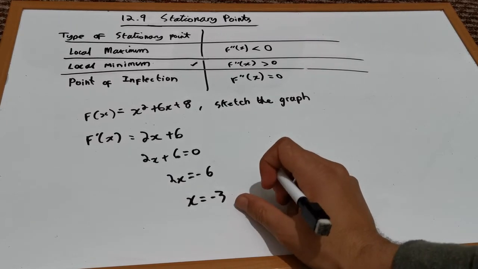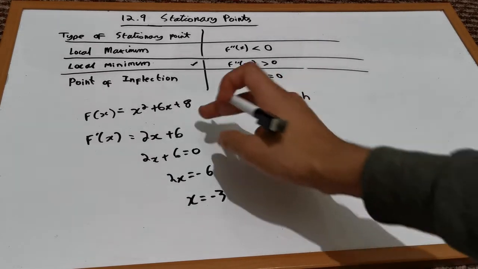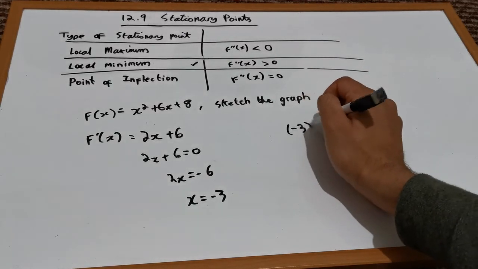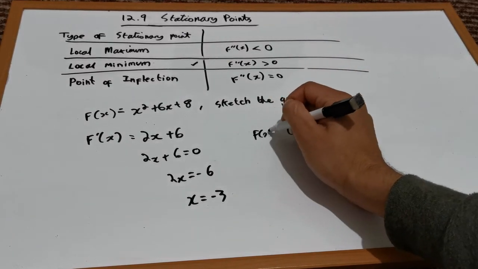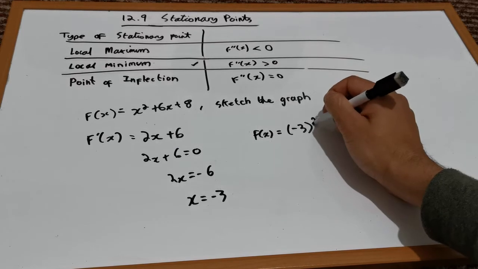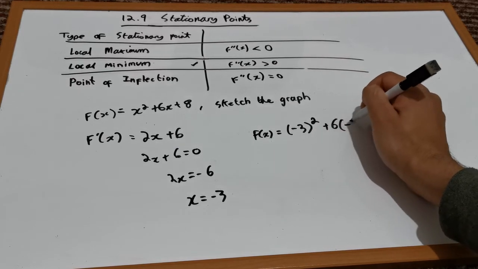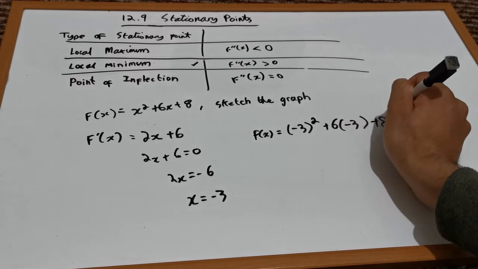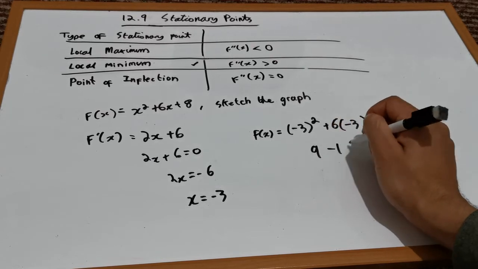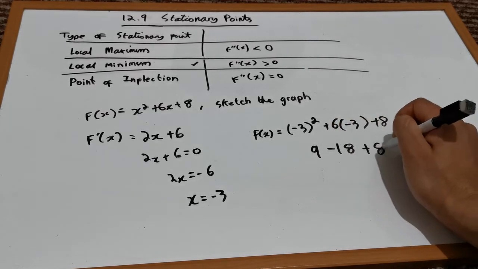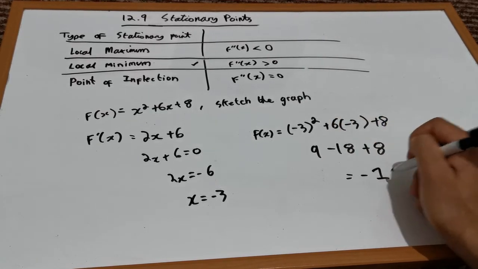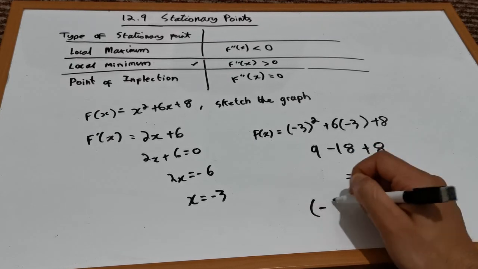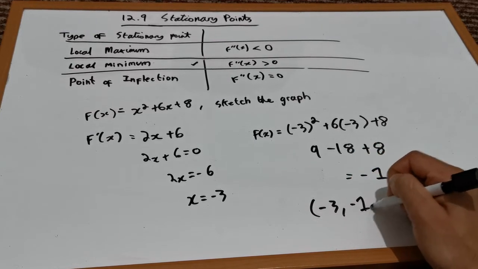And you know that when x is equal to negative 3, f of x must be equal to negative 3 squared, add 6 times negative 3, add 8, which is just 9, take away 18, add 8, which simplifies down to negative 1. Therefore, your turning point is negative 3, negative 1.